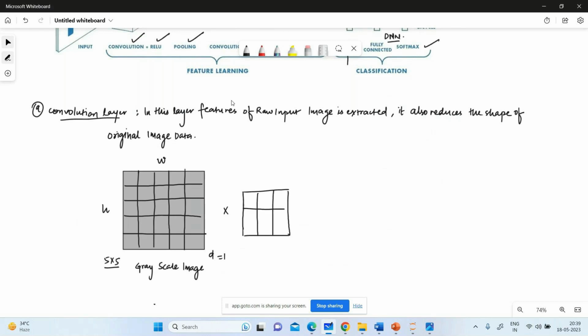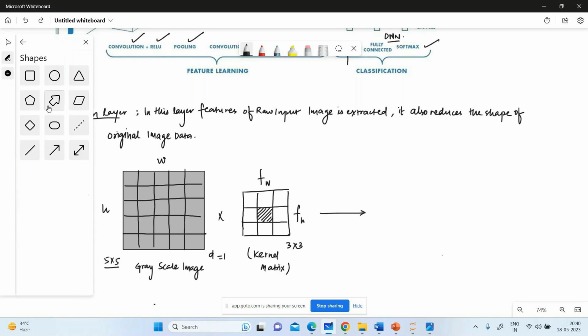Here we are taking an even smaller one, which is just 3 cross 3. This is a 3 cross 3 matrix with my filter width and my filter height. Now this particular shape that you observe here is known as your kernel matrix. Let's get the resultant value. The resultant value will be another matrix, and let's say this is your resultant value.